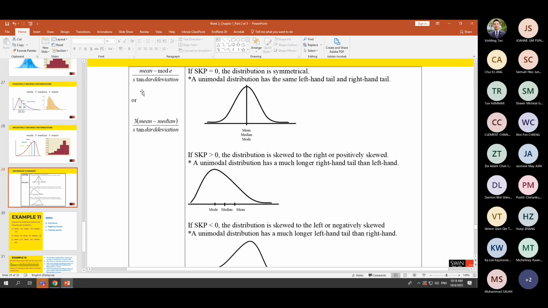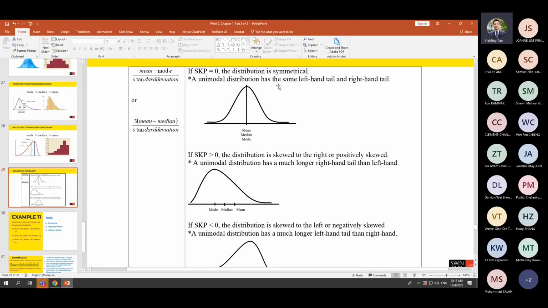If your skewness value is exactly 0, that means your mean is equal to mode. So mean minus mode equals 0, then you can conclude the data distribution is symmetrical or normally distributed. If your SKP is 0, you can say that the data distribution is symmetrical or normally distributed.